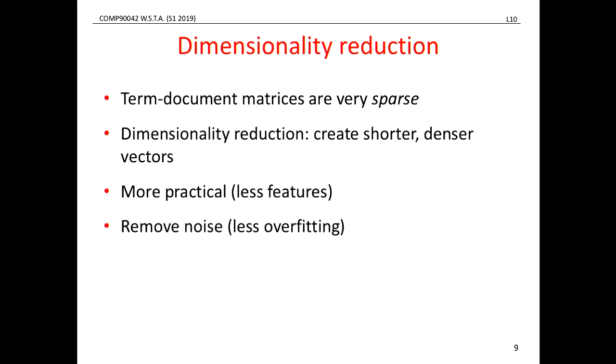So what we'd like to do is create shorter, denser vectors that can represent the information in this matrix, but in a more compact way. This makes it more practical for doing things with it later. We have fewer features to work with. And it removes some noise, so it's sort of forced to generalize and doesn't model the data quite so well, but it can do that in a way that generalizes well, because describing a 0 versus a 1 might not be so important as describing a 10 being an order of magnitude larger.